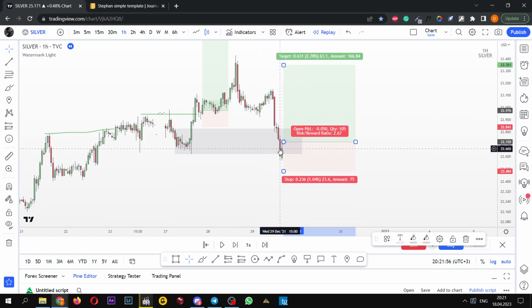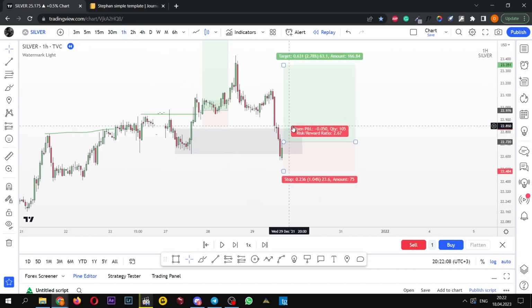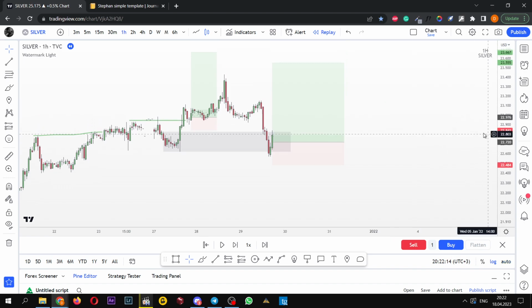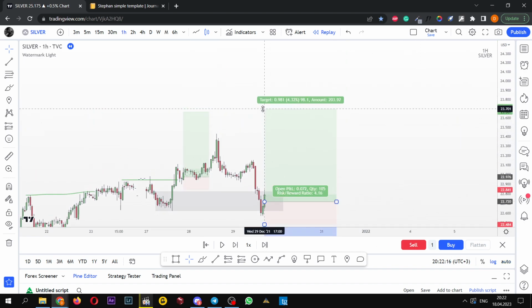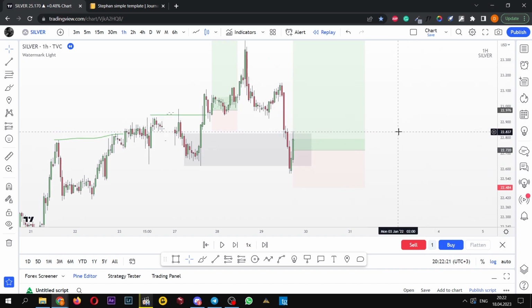Okay, so this is quite risky, but because of 4 hours, basically we are holding this zone on 4 hours. Yes, we can expect reaccumulation on 4 hours as well, but okay, I'm okay with taking it. Okay, so we have a tap into a trade, and let's see what happens now.